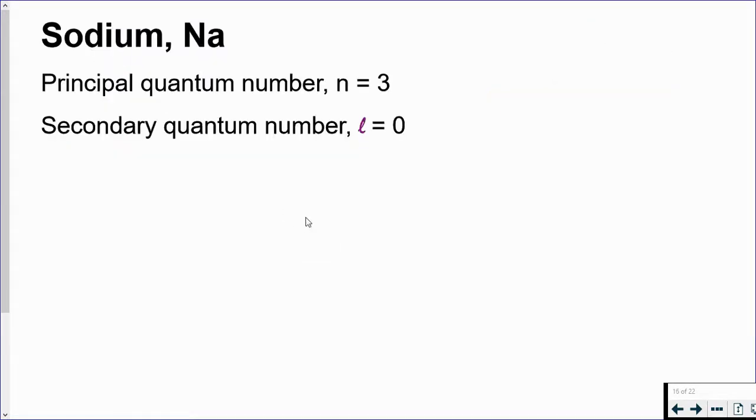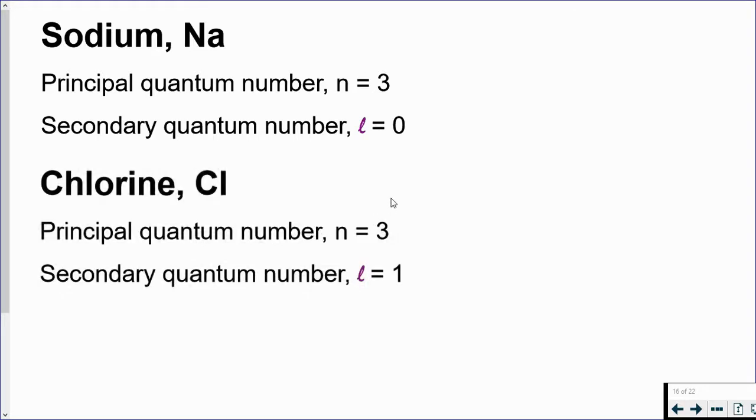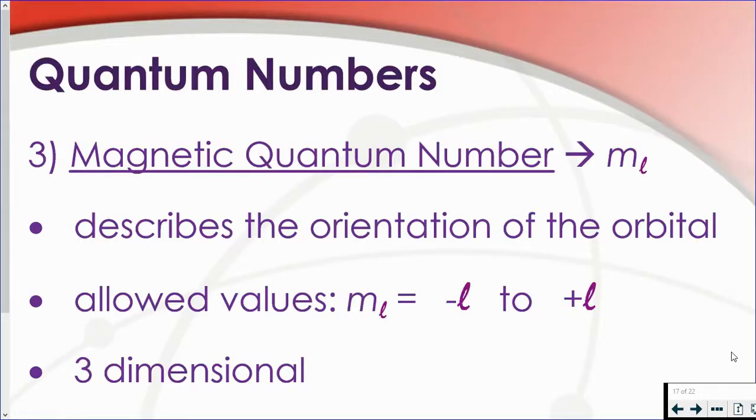We would say that the principal quantum number for chlorine is n equals 3 and the secondary quantum number for chlorine is L equals 1. Next, we have the magnetic quantum number. Its symbol is m subscript L. This describes the orientation of the orbital in 3D space.